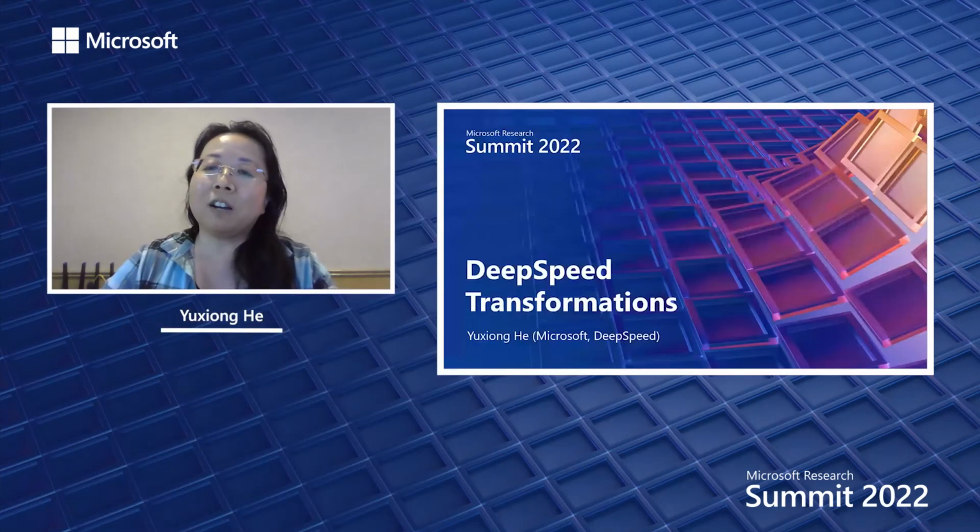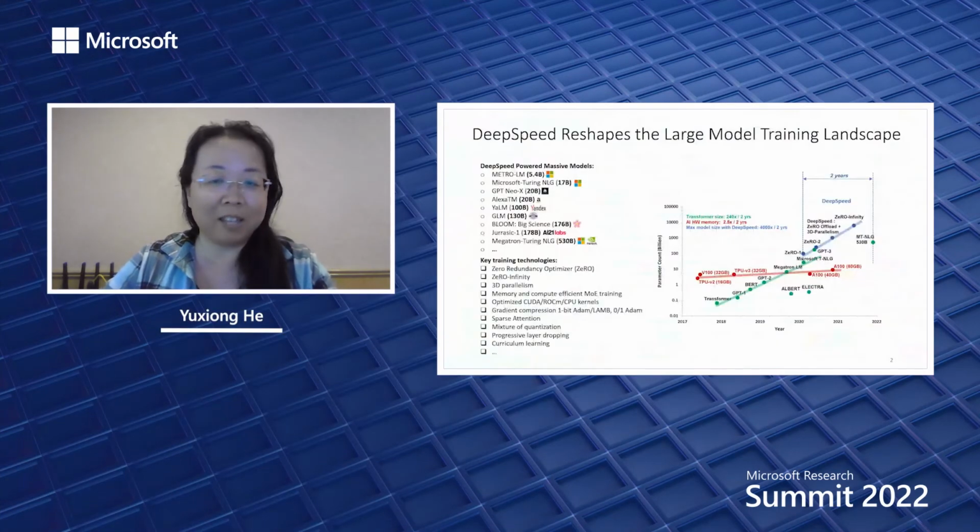Today I will be talking about DeepSpeed transformations. DeepSpeed is an open source deep learning optimization library for speed and scale. By transformations, we'll be focusing on the changes and the new directions DeepSpeed is embracing. Let me start with a bit of a recap to share the context.